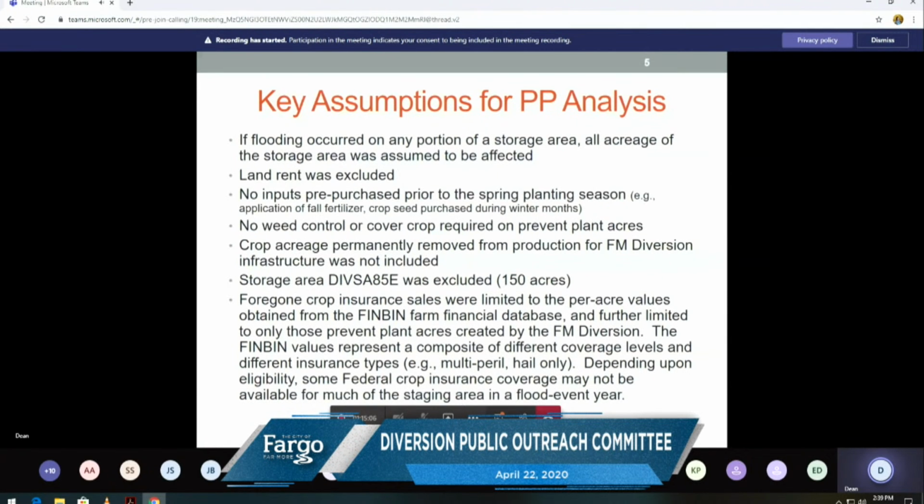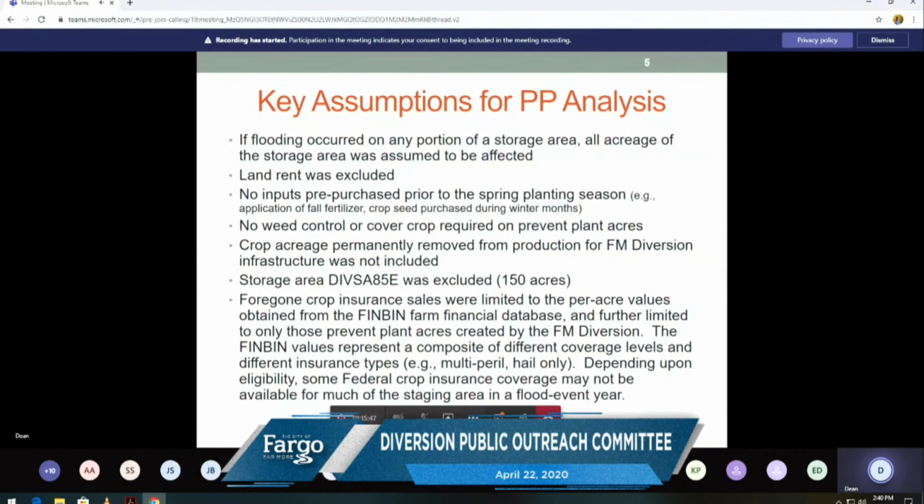We didn't account for any pre-purchase of inputs prior to the spring planting season. No weed control or cover crop requirements on the prevent plant acres. Those expenses would of course offset some of the lost inputs if the land did not get planted to a crop. We're not including any of the acreage that's lost to the diversion infrastructure. That's another issue that we of course did not address here. There's one storage area in this staging area that we excluded, and that has to do with the hydrology.